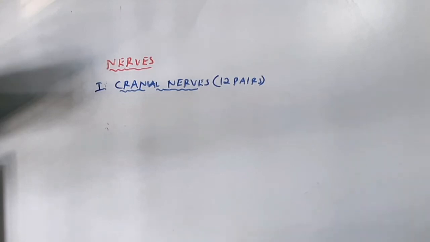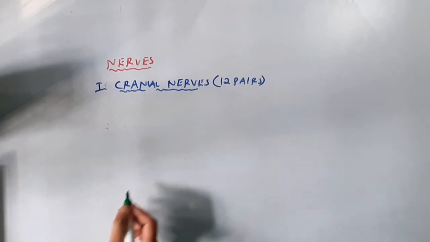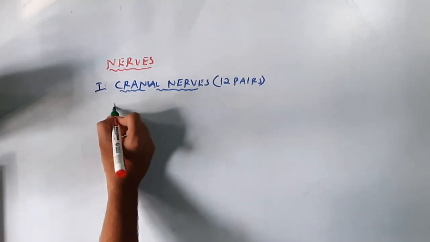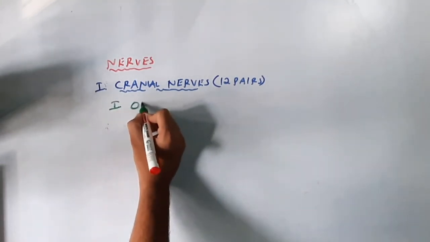Okay, so we just write the first type of cranial nerve, which is called olfactory. So the first one we write.